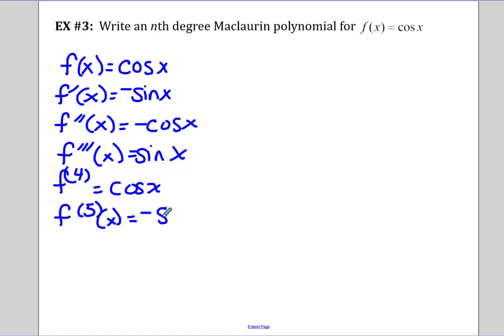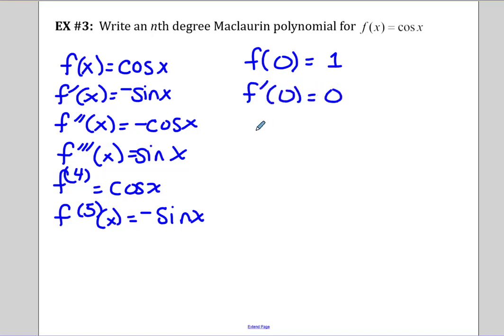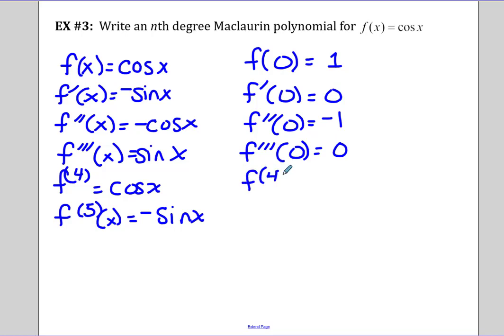So the function value at 0 is 1. The first derivative is 0. The second derivative is negative 1. The third derivative is 0. Our fourth derivative is 1, and our fifth derivative at 0 is 0.